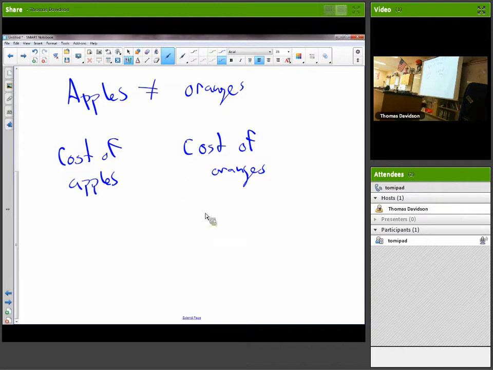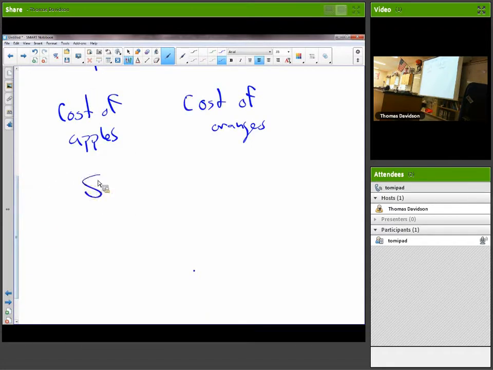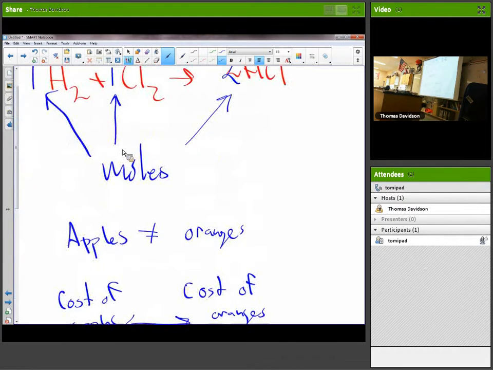How come? Are you talking about an apple or an orange anymore? No, a number. You're talking about money, right? We've converted them into money. So dollar signs are a way that we can make a direct comparison of apples to oranges. In chemistry, moles are our dollar signs, where we can make our comparisons between moles of H2 and moles of Cl and all that stuff.